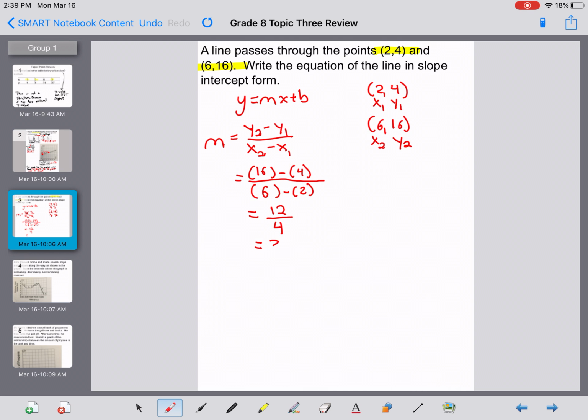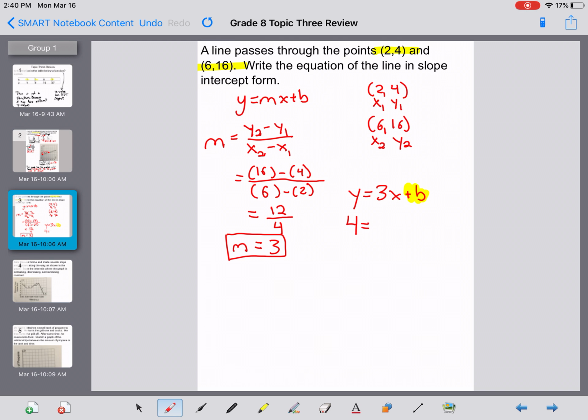12 divided by 4 is 3. So my slope is equal to 3. I can substitute that into my equation. So I know I have y equals 3x plus b. Now I also have to find a number for b. I could pick either point. I'm going to pick the first one because those numbers are smaller.